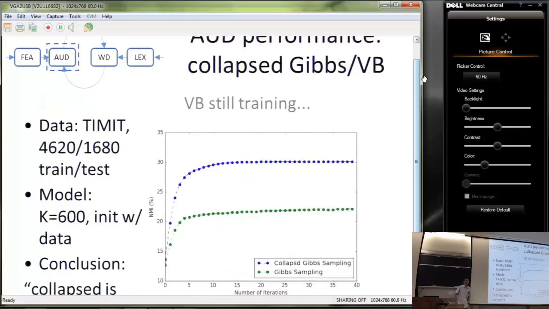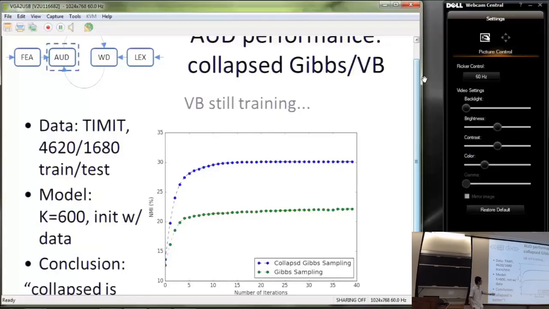And finally, I have some partial results for applying these methods to our task of acoustic unit discovery. So now my data is no longer artificial. Now it's the TIMIT corpus, where I'm using the typical train and test utterances split. And for my model, I'm initializing the maximum number of components to 600. Eventually this number drops down to about 490, 500-ish. And I'm initializing my priors with the statistics from the data.